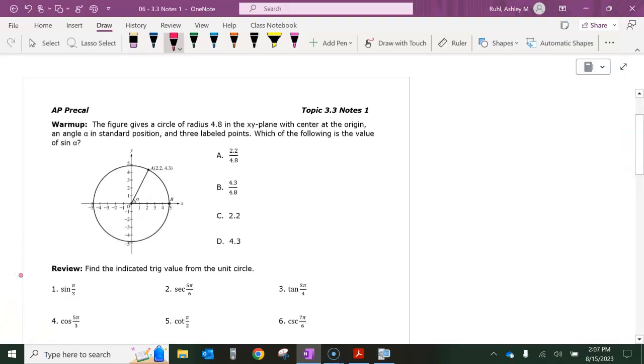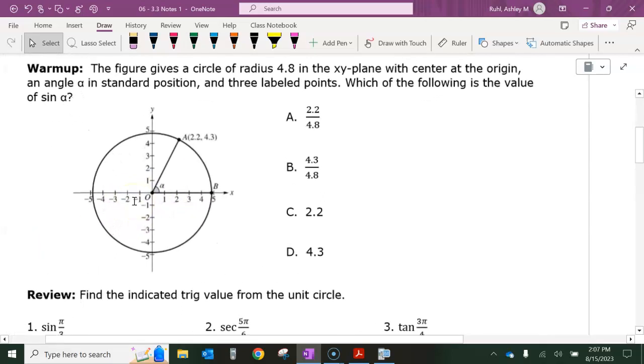All right, so we're going to go ahead and look at these notes right here. First thing we have here on our warm-up is it says that the figure gives a circle of radius 4.8 in the xy plane with center at the origin, an angle alpha in standard position, and 3 labeled points. Which of the following is the value of sine alpha?